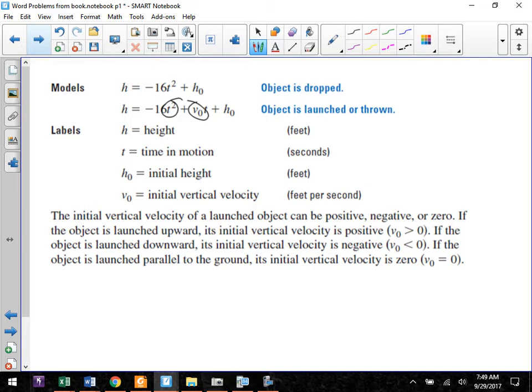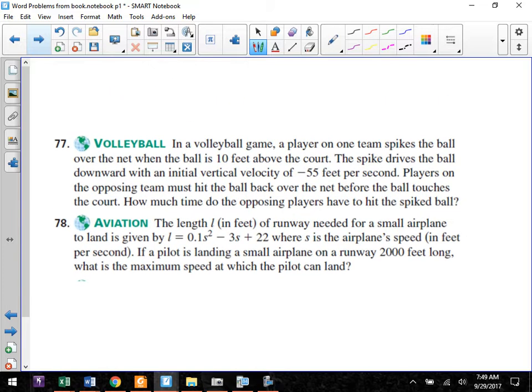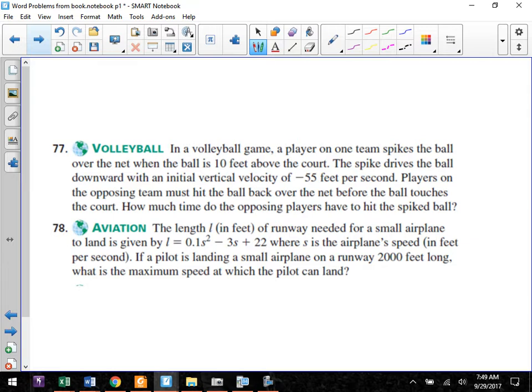So when you're looking at the volleyball one, a volleyball player on one team spikes the ball over the net, the ball is 10 feet above the court. That's some ups right there. The spike drives the ball downward with initial velocity of negative 55 feet per second. Players on the opposing team must hit the ball back over the net before the ball touches the court. How much time do the opposing players have to hit the spiked ball?